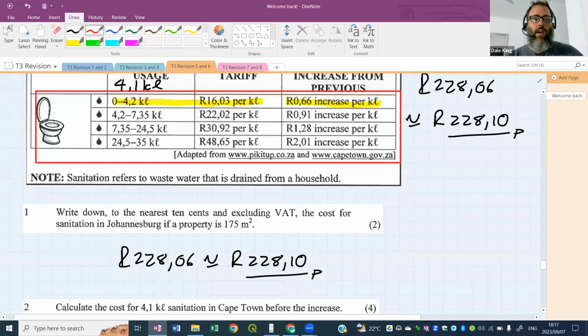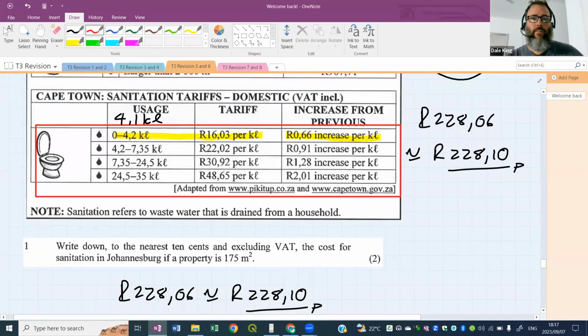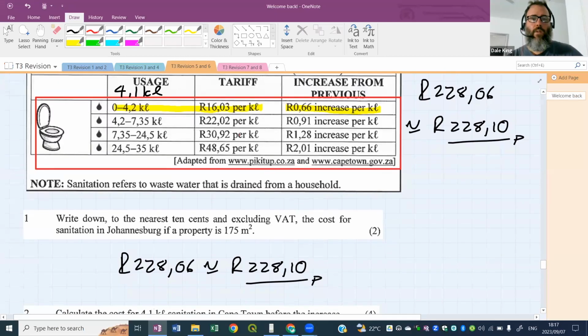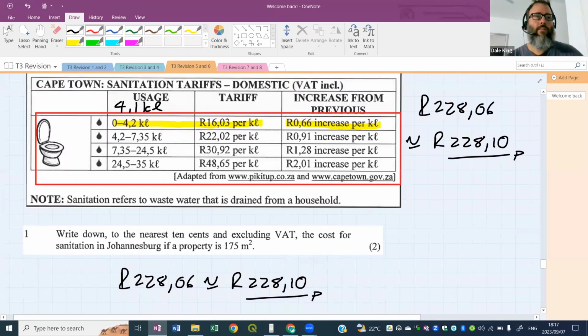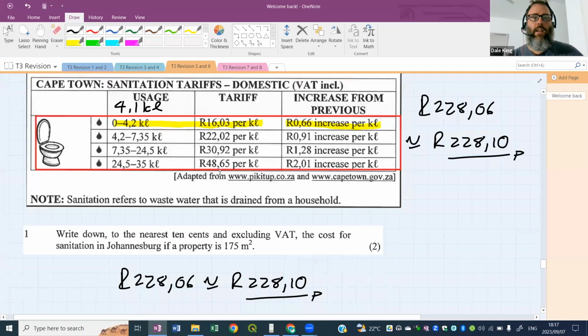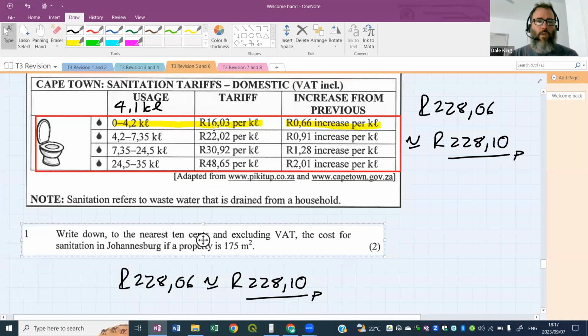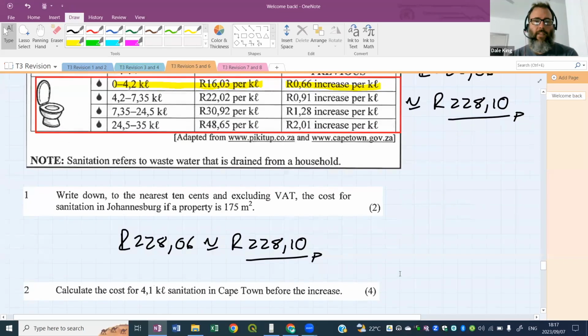Now, they say before the increase. What do they mean by that? Where does it talk about an increase in this table? They're from the increase from previous. Yes, so what that means is it increased from the previous tariff to this tariff. The increase was 0.66 rands. So do they want us to use the new one or the previous one? From the previous one. Yes.